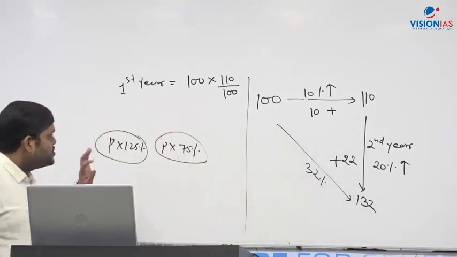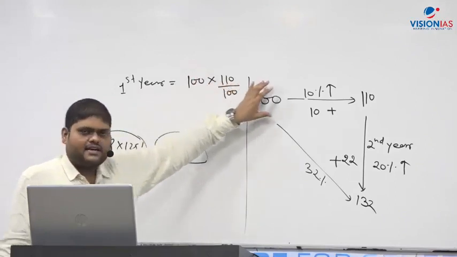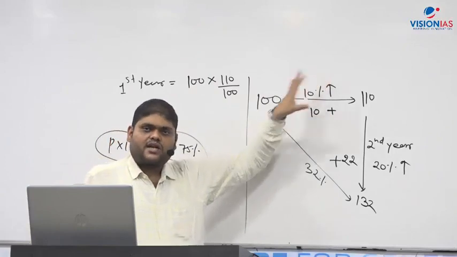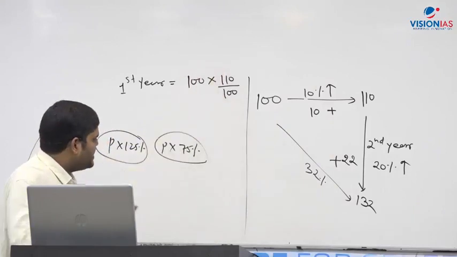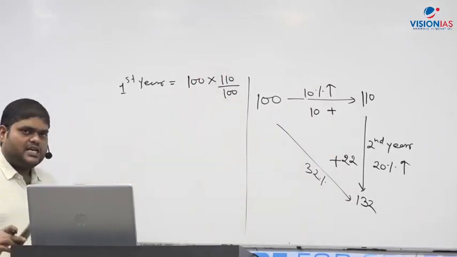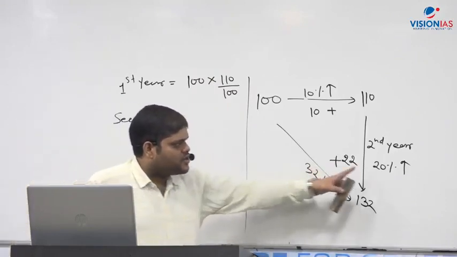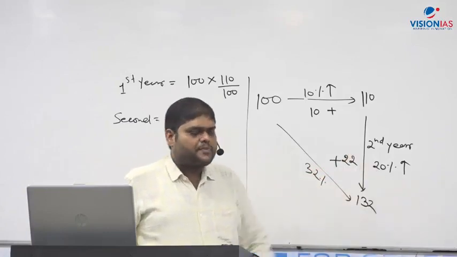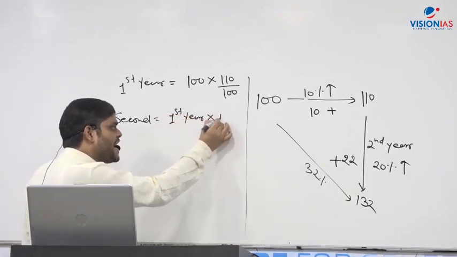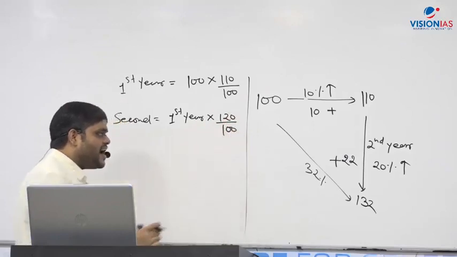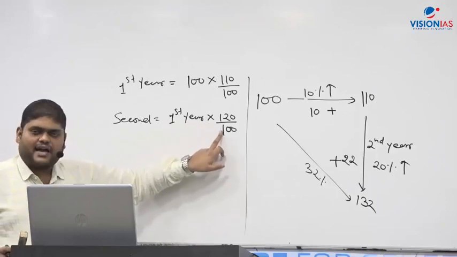Come back to the question. So I was telling that here, if you see the first year, the value was 100, you increase by 10%. What is the meaning of an increment of 10%? That means it becomes 110%. I hope this is clear to you. Second year, what will happen? The increment is of 20%. What is the meaning of 20% increment? It means the first year value will now increase by 20%. It is getting increased by 20%.